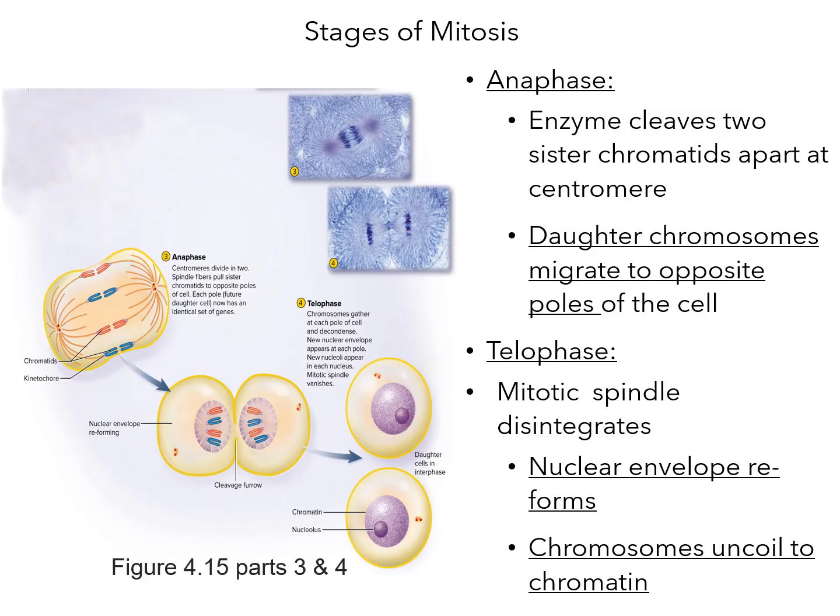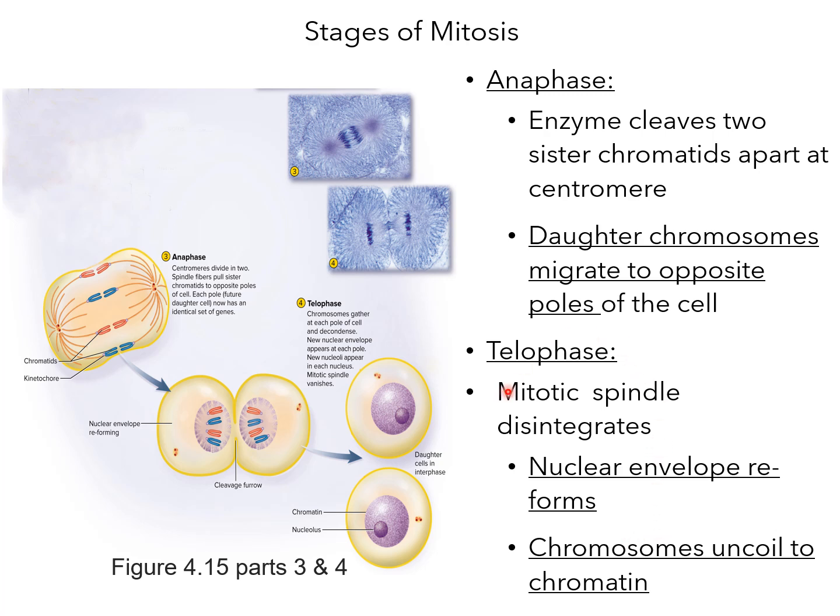The next phase of mitosis is called the anaphase. This is the phase when the two sister chromatids are now pulled apart. So the enzyme cleaves the two sister chromatids apart, and you have two daughter chromosomes. The daughter chromosomes start to migrate to the opposite poles of the cell. So that completes the anaphase, and then we are going into the telophase.